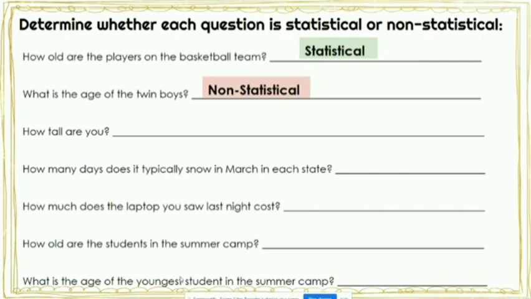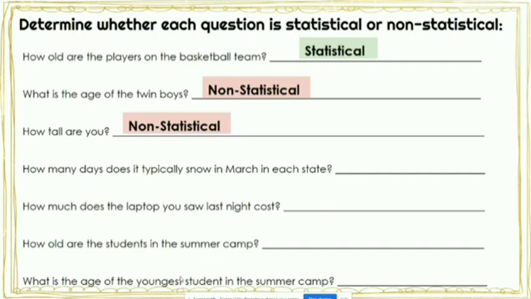Next is, how tall are you? This question is a little bit tricky because it seems as if I go and ask a bunch of different people this question, I should be able to collect a bunch of results. However, the question specifically says, how tall are you? Because it is asking about you specifically. It is only asking about one person, which means this is a non-statistical question.